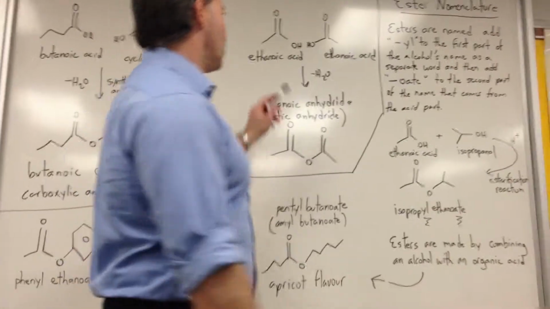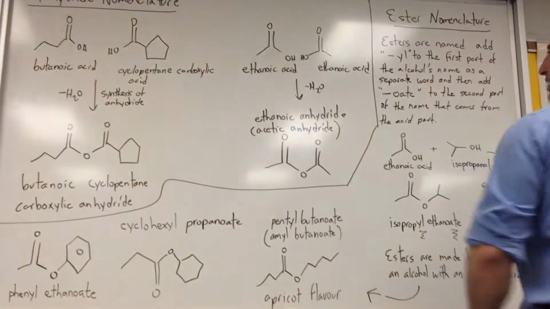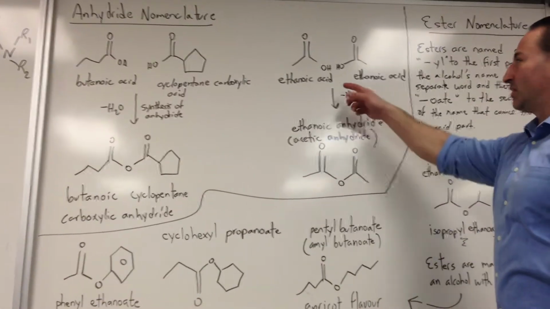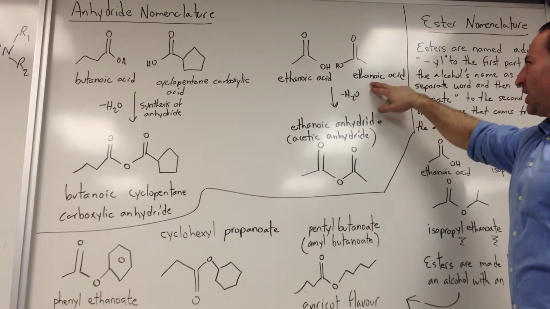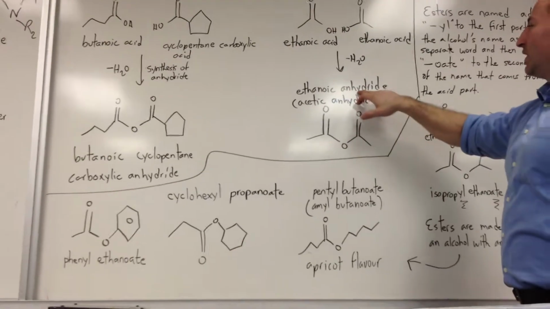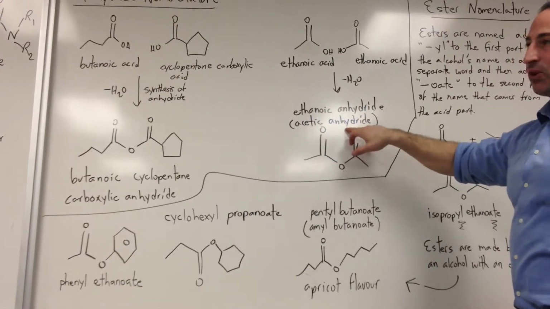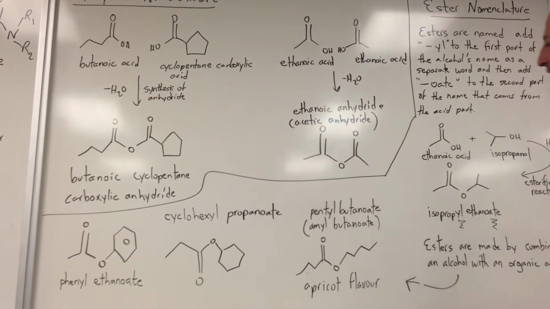If the two molecules that are joined are identical, for example, two acetic acid molecules, that would be the trivial name for ethanoic acid. If you form a dehydration reaction between these two, you get ethanoic anhydride. You can also call it, and it is more commonly used, acetic anhydride.